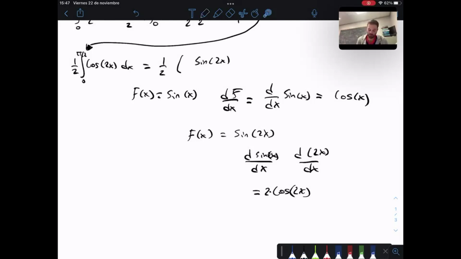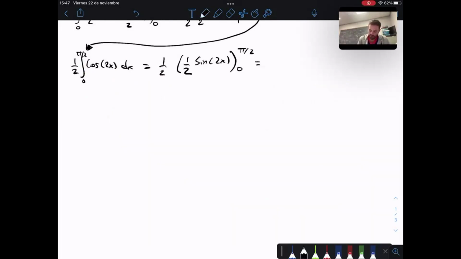Now, obviously, our integrand here doesn't have a factor of 2 outside. It has a factor of 1/2, which we're already accounting for. Which means that if we want to find the true integral for this function that we have here, then we have to divide by a factor of 2 to get rid of this factor of 2 that we have here. And so this has to be evaluated from 0 to pi over 2.